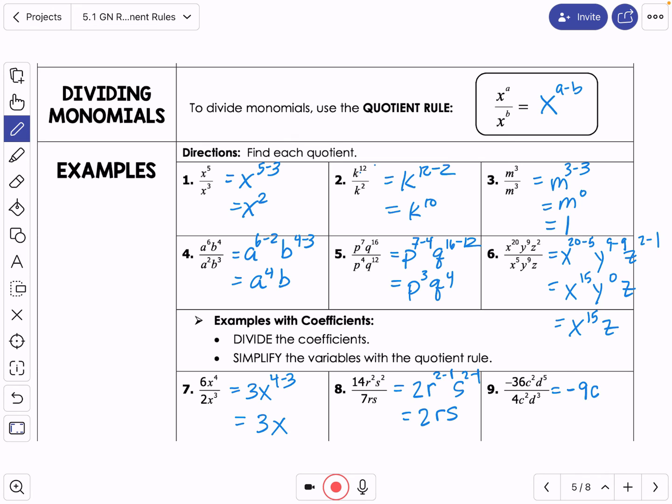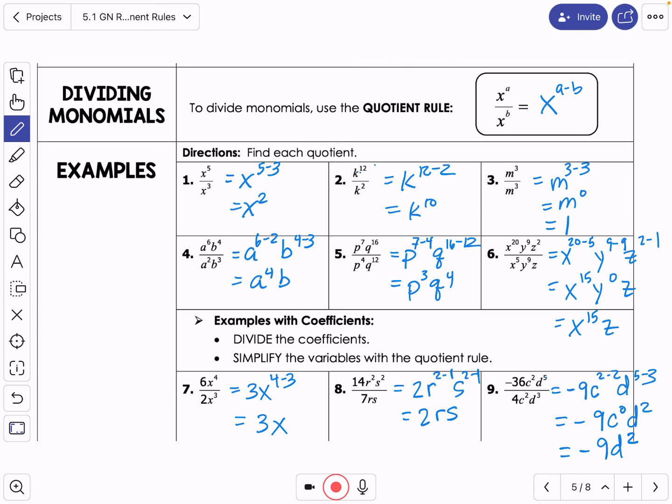We're going to get c raised to the 2 minus 2, and d raised to the 5 minus 3, which is minus 9. So c raised to the 0 is going to be 1, and d raised to the second power, this is just minus 9d squared. So you might be starting to see how you could just look at these and see that you have c to the 2 over c to the 2, that's just 1. And d to the 5 minus 3 is d squared.